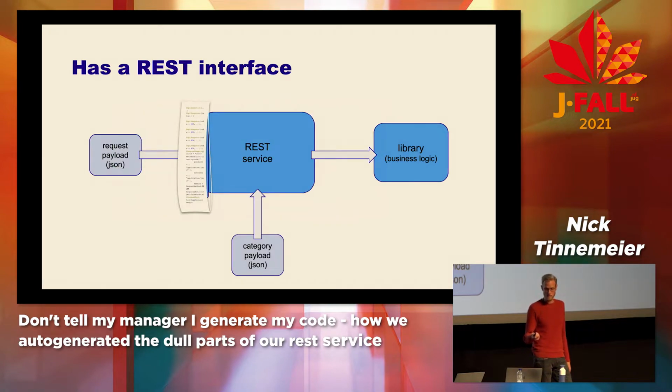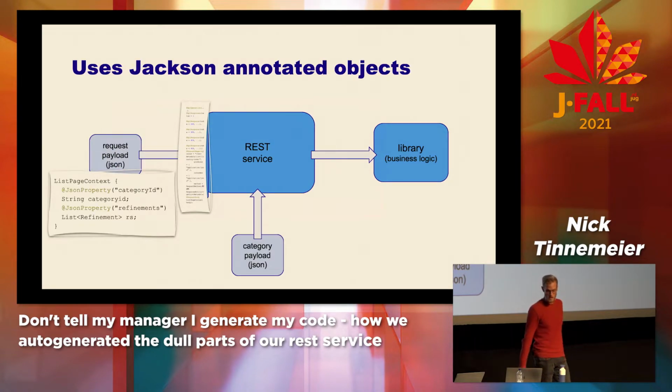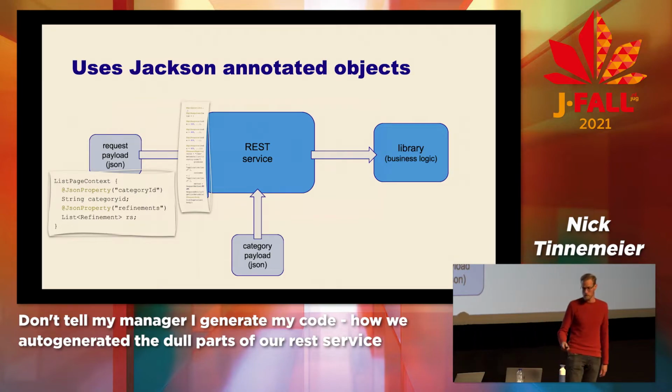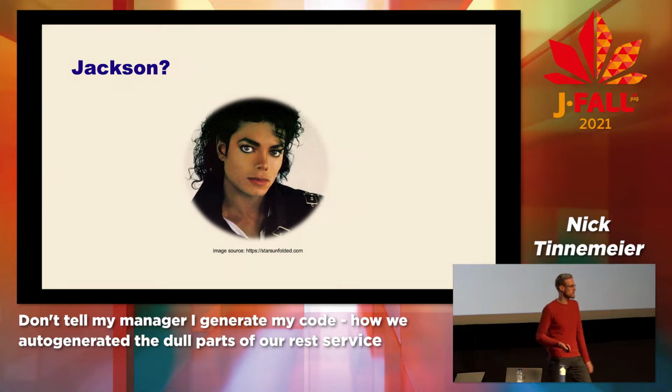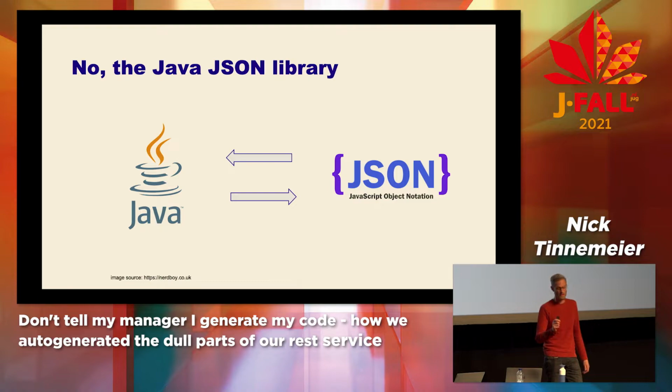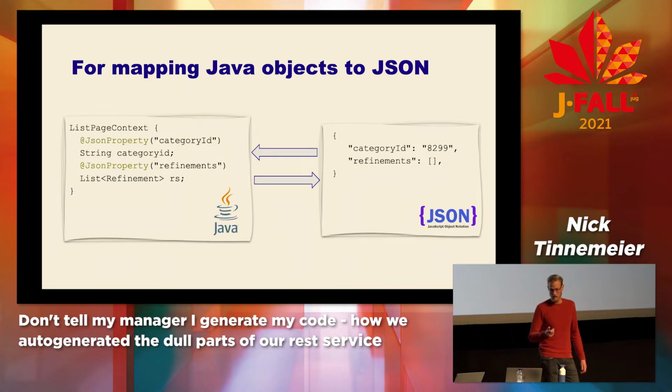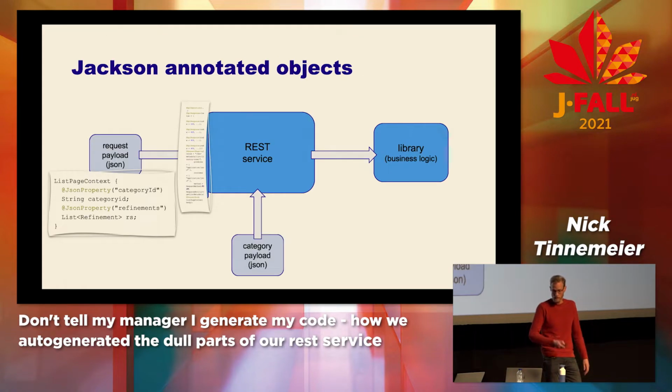Let me shrink that a little bit. It uses JSON annotated objects to represent the JSON payload. Okay, well, if you don't know what Jackson is, I'm not talking about Michael Jackson. I'm talking about the Java Jackson library for mapping Java objects to JSON. So on the left-hand side, you have one of those JSON annotated objects, and on the right-hand side, you have this JSON format, and Jackson does nothing more than marshalling, unmarshalling between them. Very useful. So right, JSON annotated objects.